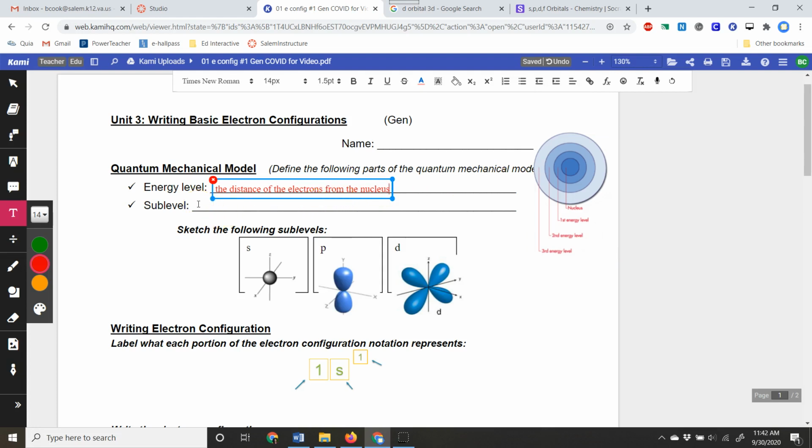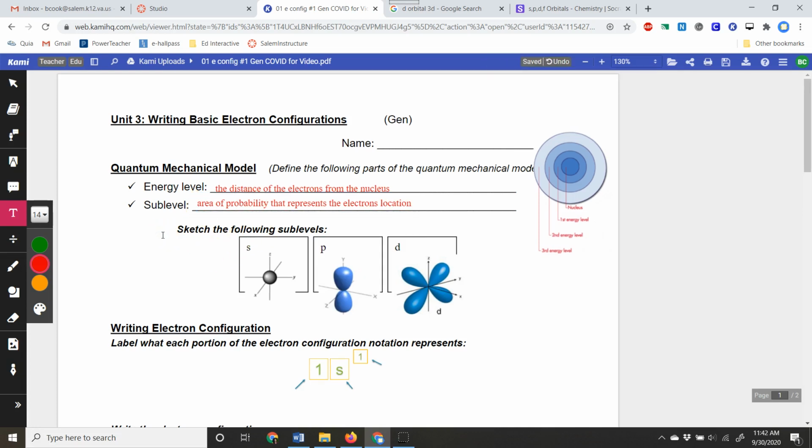All right, sublevel is a little interesting. Sublevel represents an area of probability that represents the electron's location. Why do we call them areas of probability? That's because, according to the quantum mechanical model, we're not actually able to pinpoint exactly the electron's location. We're only allowed to know essentially a cloud or an area of probability the electron is likely to be in.